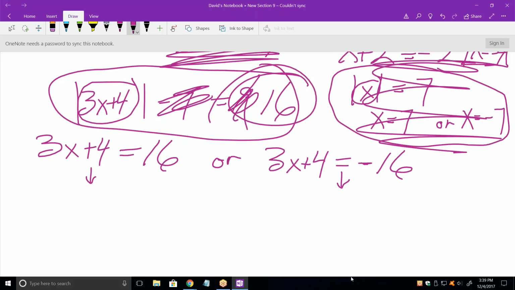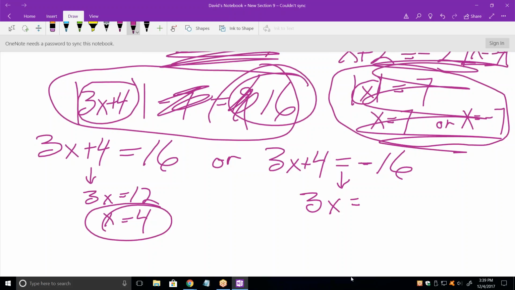So solve the one on the left. You'd subtract 4 and you'd get 3x equals 12, and then you'd divide both sides by 3 and get x equals 4. There's one solution over here. You'd subtract 4 again, and you'd get 3x equals negative 20. Divide both sides by 3, and you'd get x equals negative 20 over 3. That's the answer you want.